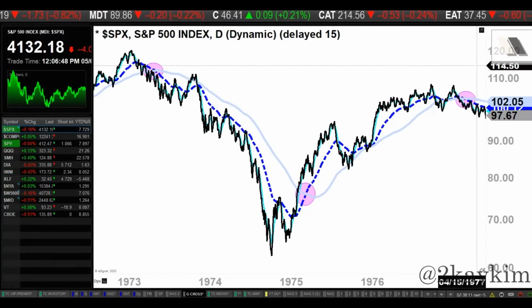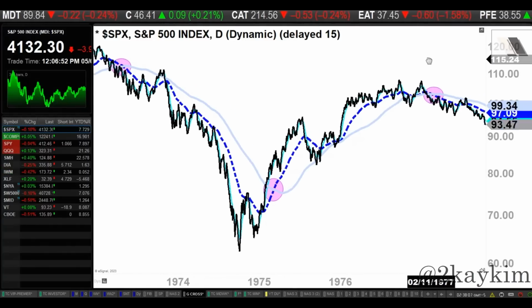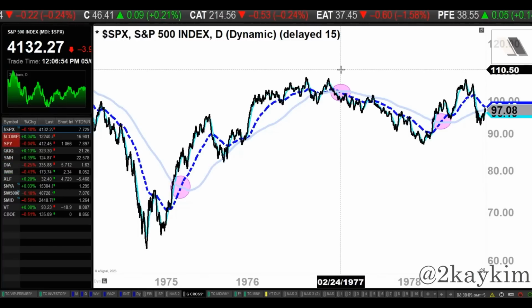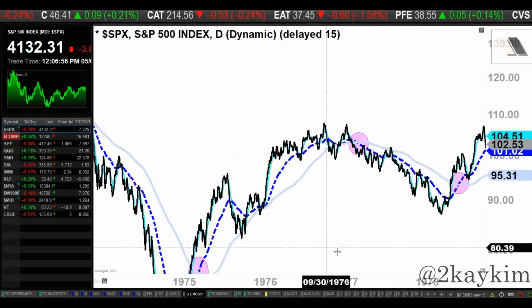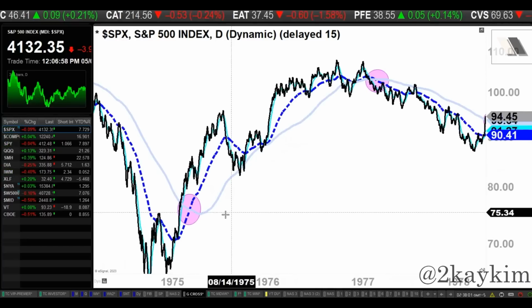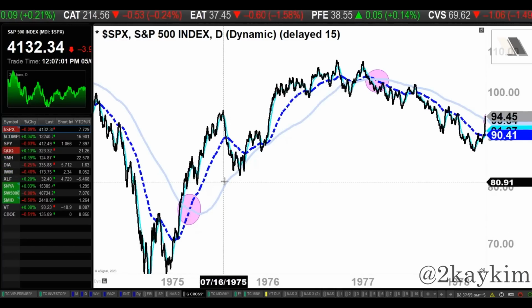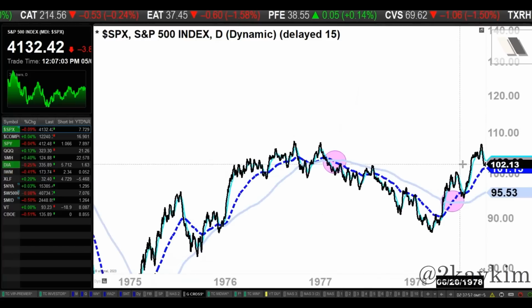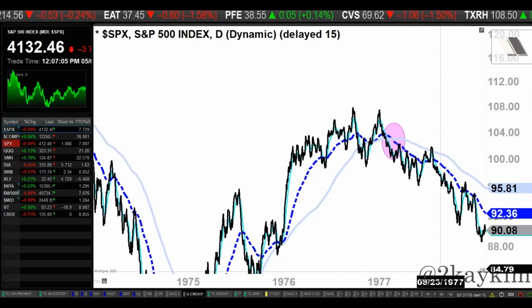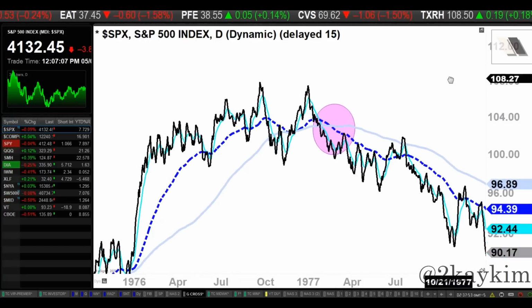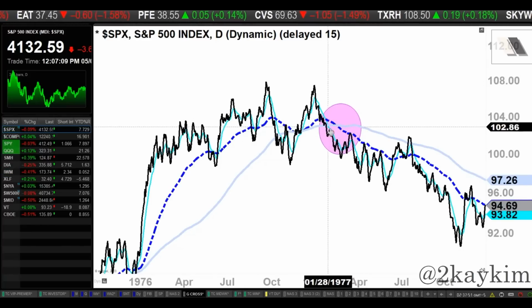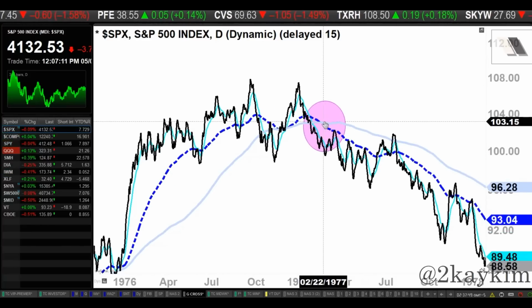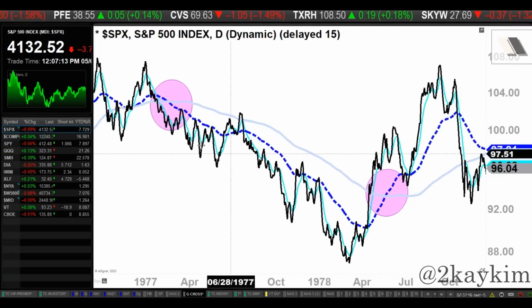However, what happened was, we crossed back down somewhere here in 1977. So basically after this golden cross, the market made a move for about 2 years, 2 years of bull market. And then you can see we finally see that cross right here, 1977, looks like in February.